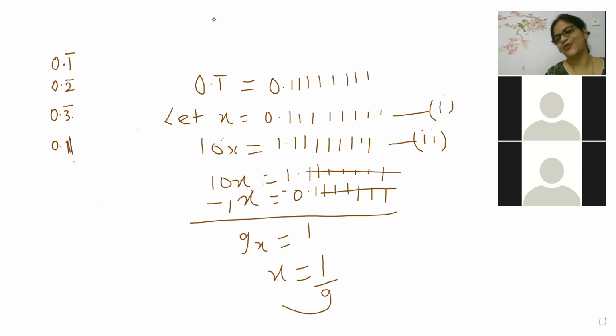Leave something for tomorrow. Tomorrow you will enjoy this. So 0.1 bar will come 1 by 9. 0.2 bar will come 2 by 9. 0.3 bar will come 3 by 9. 0.4 bar will become 4 by 9. Kanishka didn't understand. I'll tell you again, beta, one more time how to solve.